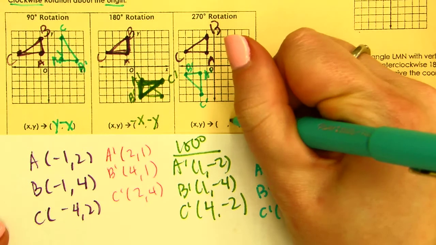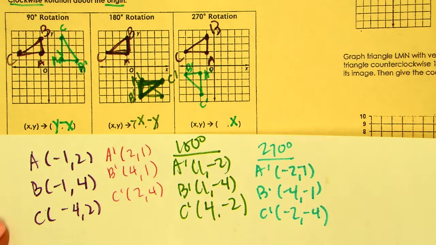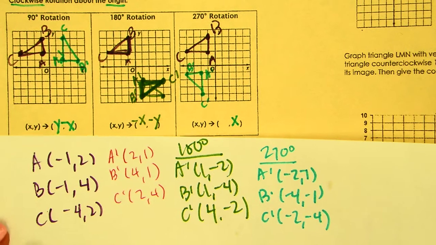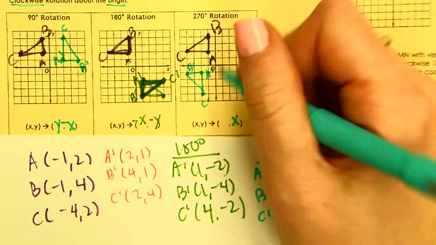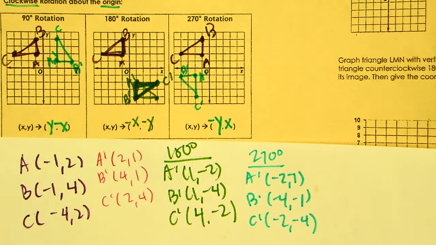So I'm going to put my x-coordinate now in the spot where the y-coordinate was. And then for this y-coordinate, the 2, 4 is now in the x spot, but it's negative. So the opposite of the y-coordinate goes first.